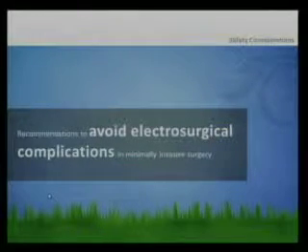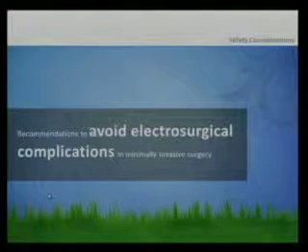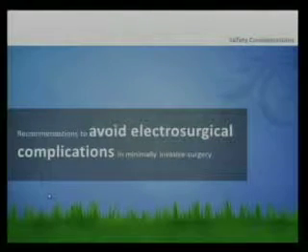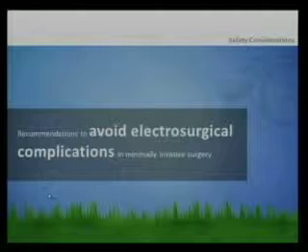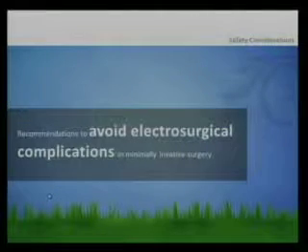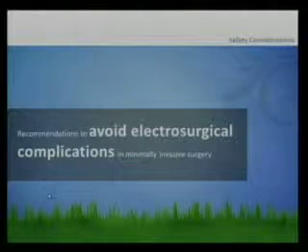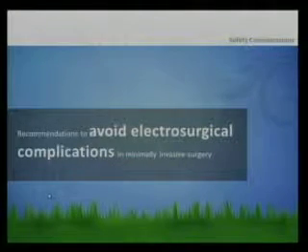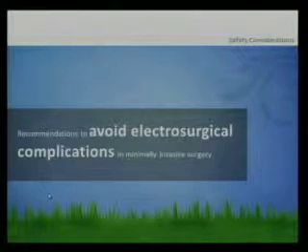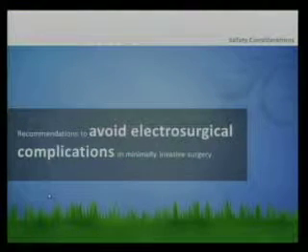But a lot of the bipolar devices are expensive, so you can use them a set amount of times. Maybe it's 10 times, maybe it's more. What you want to do is make sure you know how many uses your instrument has, and make sure your OR staff and everybody is aware of that, so that you're not overusing these instruments, because that can result in a breakdown of the insulation and potential harm to your patient.